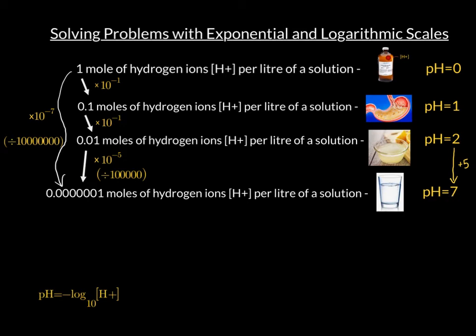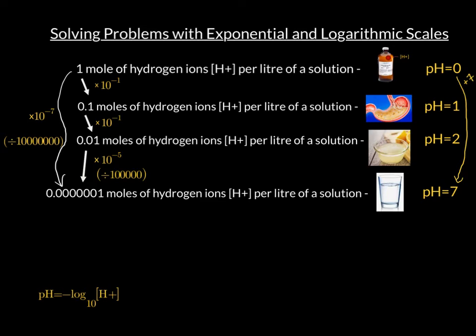We could also have used the hydrofluoric acid as an example. There's 1 mole of hydrogen ions per liter there, and you have to divide by 10 million for the number of moles of hydrogen ions in pure water, or dividing by 10 million, you could say it's times 10 to the power of -7, and so the pH is going to go up by +7.